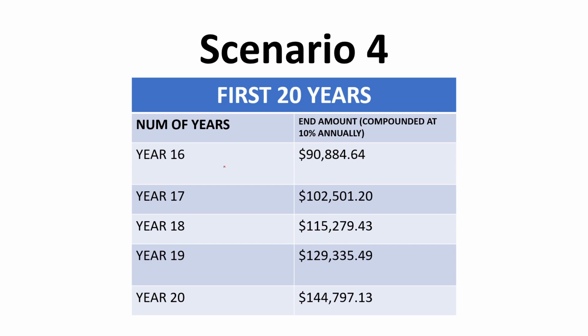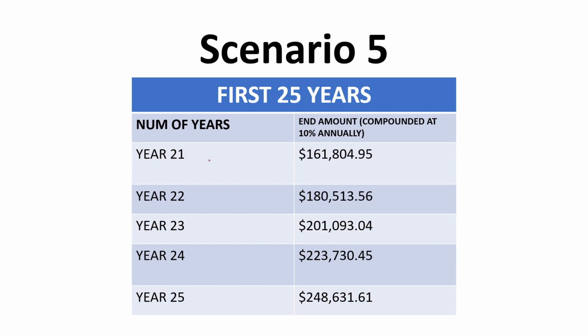End of year 16, $90,000, almost $91,000. End of year 17, officially six-figure mark, everyone, $102,501.20. End of year 18, $115,279.43. End of year 19, $129,335.49. And then end of year 20, $144,797.13. There are just two more scenarios left, everyone.